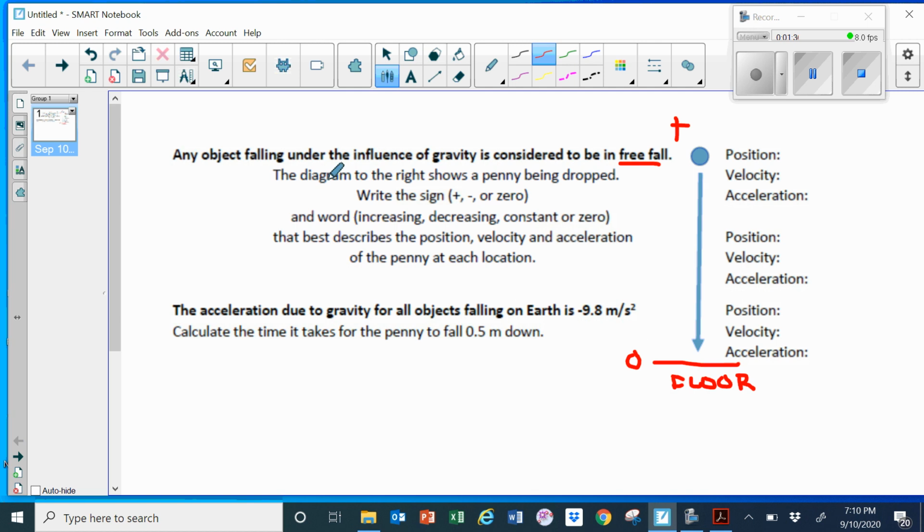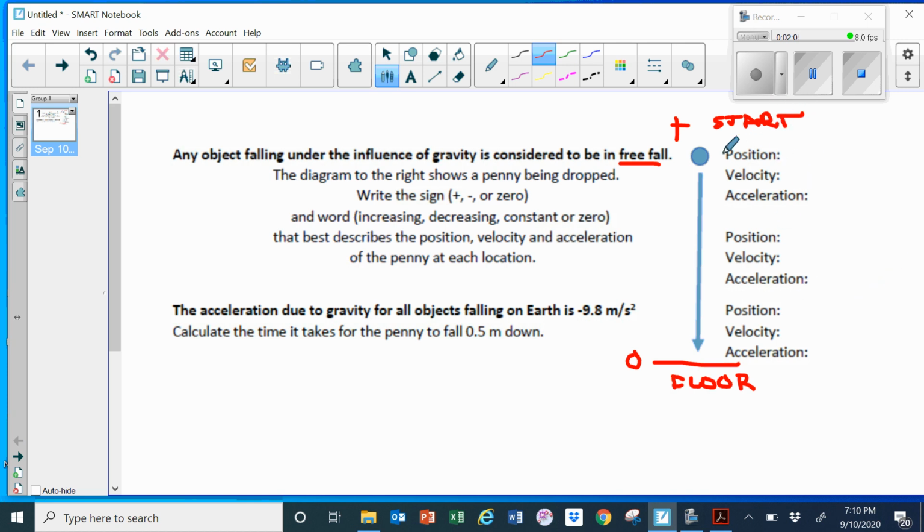Okay, so on the diagram at the right, we're going to show the penny falling, and we're going to write a sign, plus, negative, or 0, and the word increasing, decreasing, constant, or 0 that best describes the position, velocity, acceleration of the penny at each location. So there are 3 locations. Okay, so this is the start of the drop up here. And the floor is the end of the drop, obviously, right?